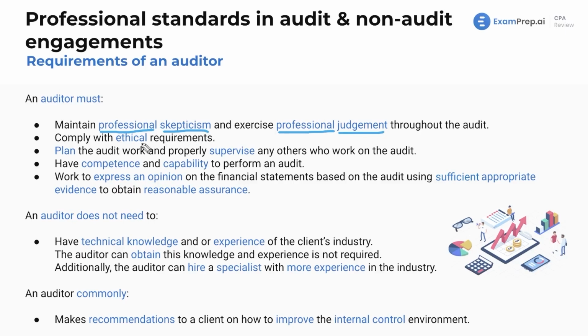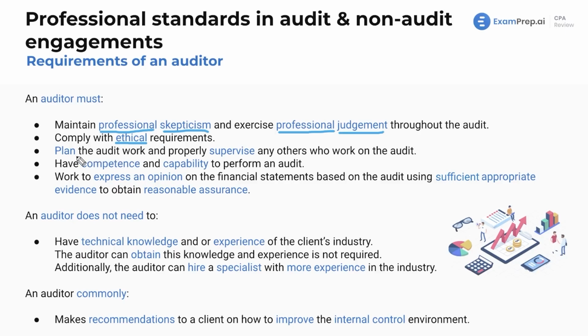Of course, and without any doubt, the auditor must comply with ethical requirements. That should be a given, and those are specifically outlined in our lessons on the AICPA's ethics, on the public company ethics, and governmental ethics.